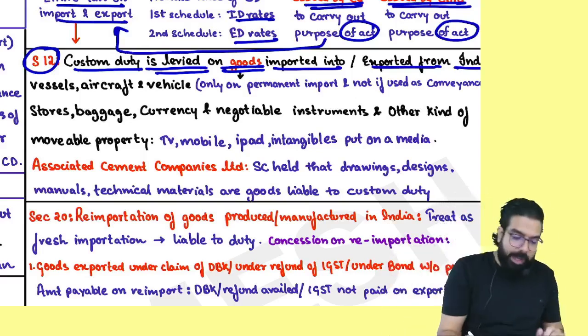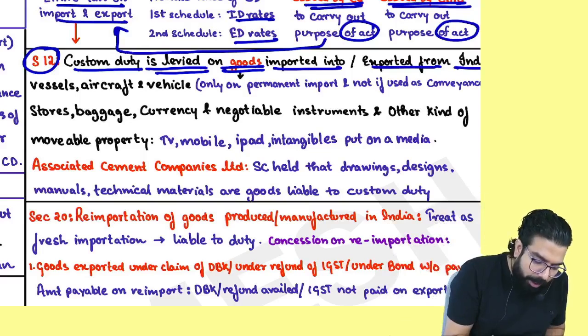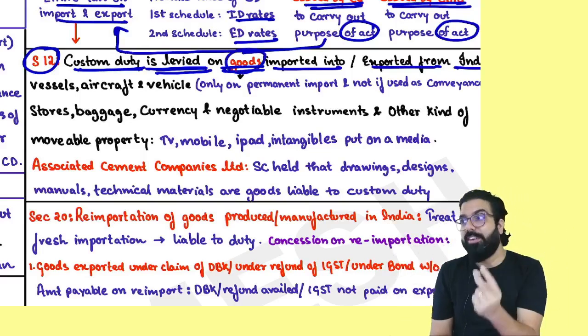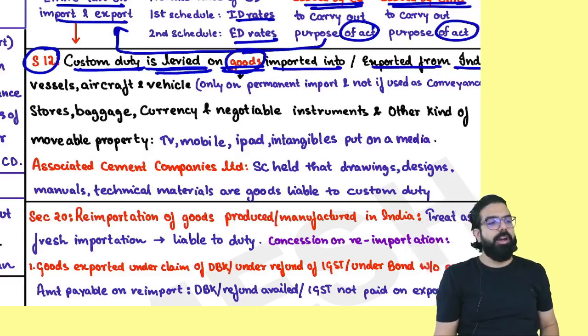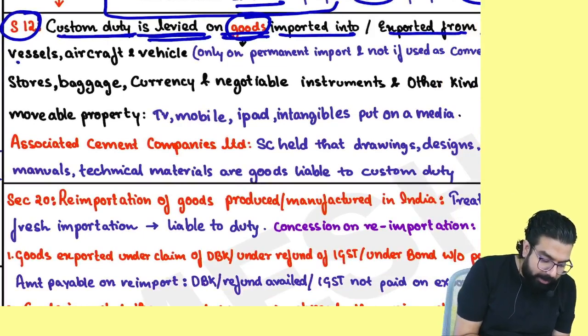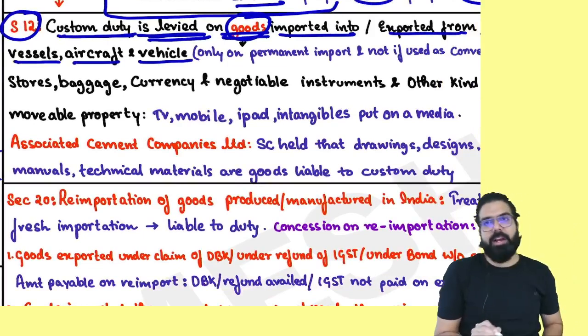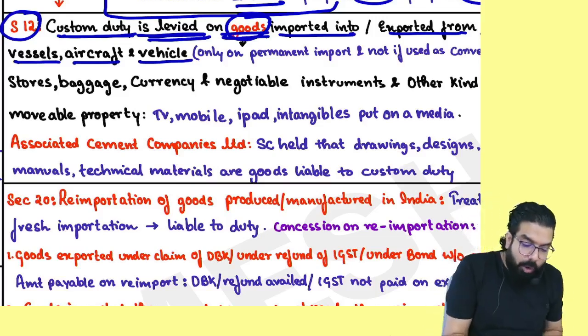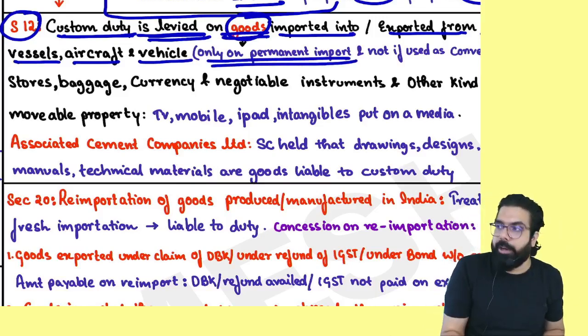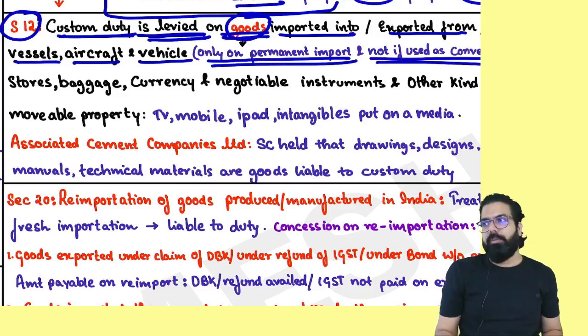Custom duty. Now, sir, what custom duty shall be levied on goods? Sir, what do you mean by goods? In GST we learned the definition of goods. Same way we have over here. Goods means vessel, aircraft or vehicle. Any ship, any aircraft or vehicle only when they are permanently imported, not when they are coming as conveyance.